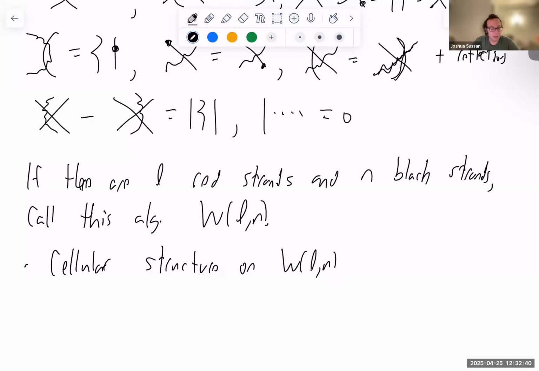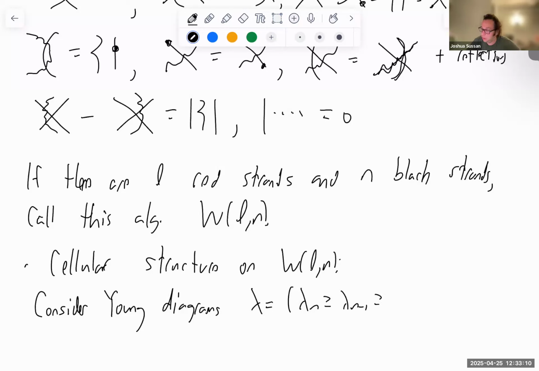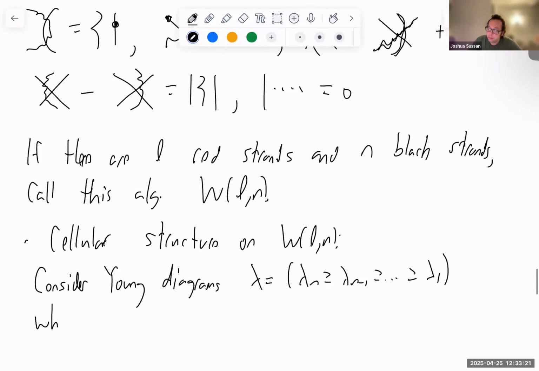Okay, so first, I need to define a poset. And the poset is a nice combinatorial gadget, which comes up all over in combinatorial representation theory. So let's consider Young diagrams, lambda, and there's maybe a weird convention of how I read my partitions. So I have a partition with n parts, where I say the first part is at the bottom of the partition, which fit into an n by L minus n box. Okay, because again, this corresponds to the data of L red strands and N black strands.